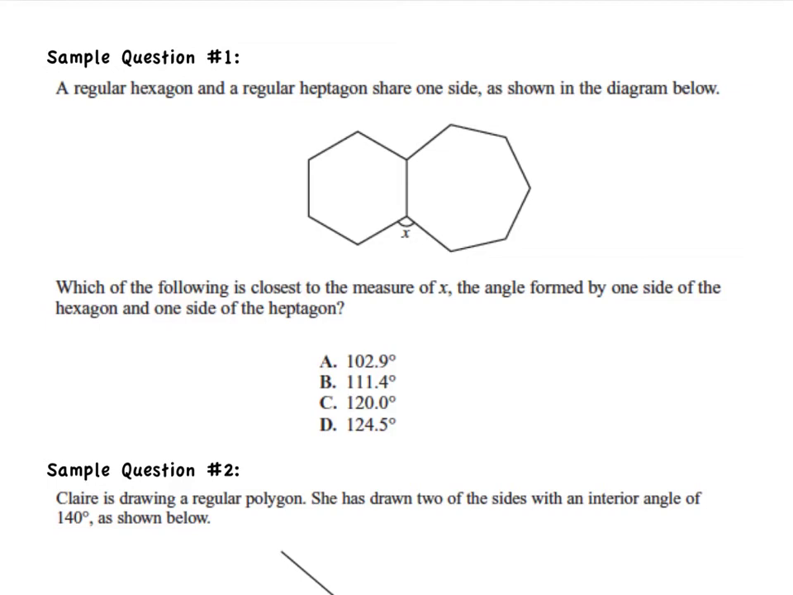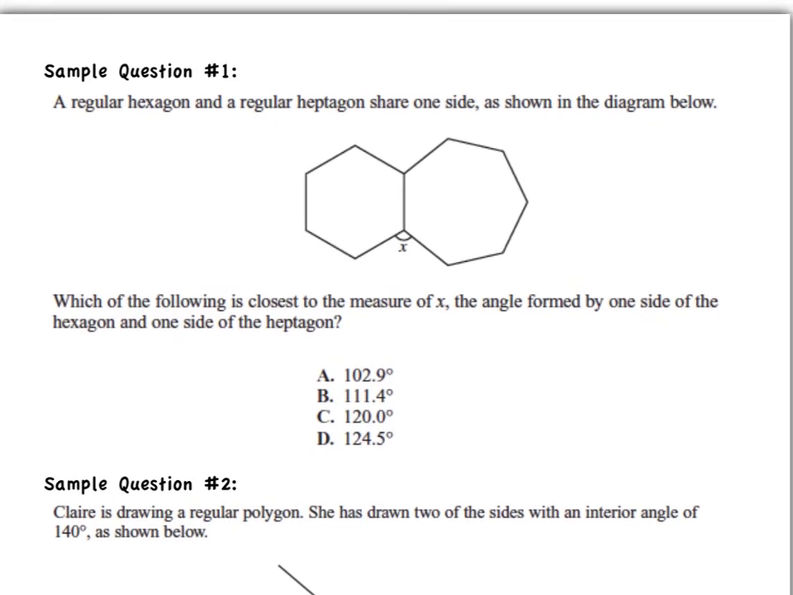The hexagon has 6 sides, and the heptagon has 7 sides. So if I look at the hexagon, that's going to be 180 times 6 minus 2, 180 times 4, so 720, and then I divide that by the number of sides. That'll give me the measure of each interior angle, and so that's 120 degrees.